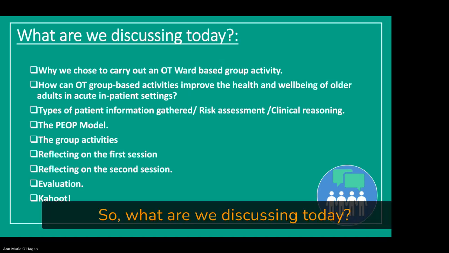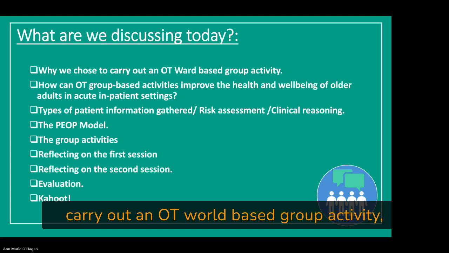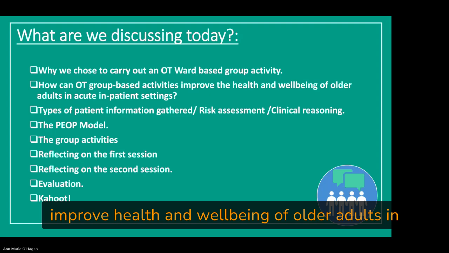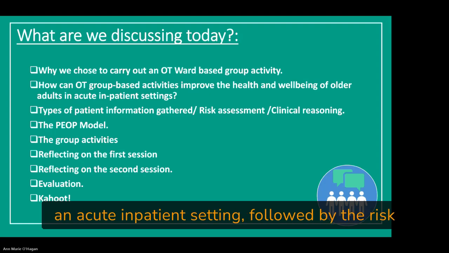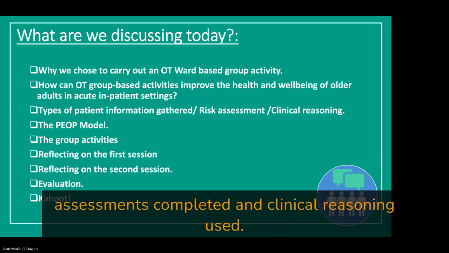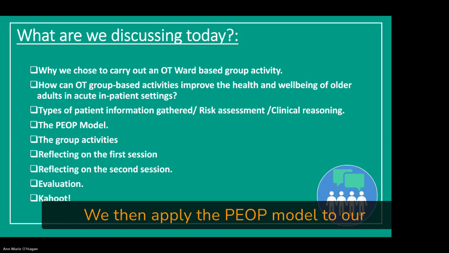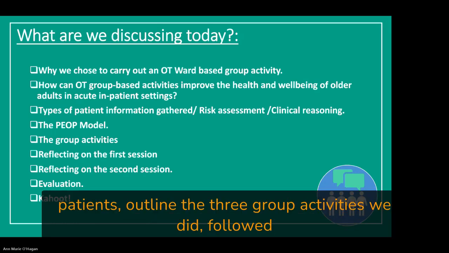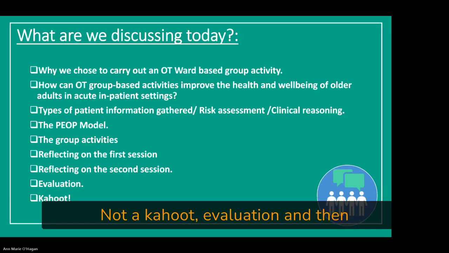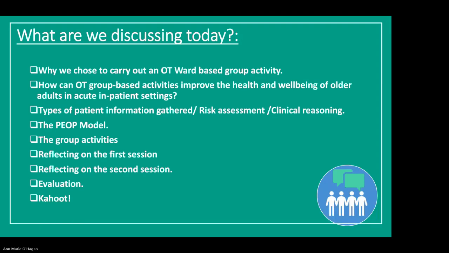So, what are we discussing today? First, we'll run through why we chose to carry out an OT ward-based group activity, then how an OT group-based activity can improve health and well-being of older adults in an acute inpatient setting, followed by the risk assessments, followed by the patient information gathered, risk assessments completed, and clinical reasoning used. We then apply the PEOP model to our patients, outline the 3 group activities we did, followed by our reflections on the first and second session, an evaluation, and then a Kahoot if we have time.